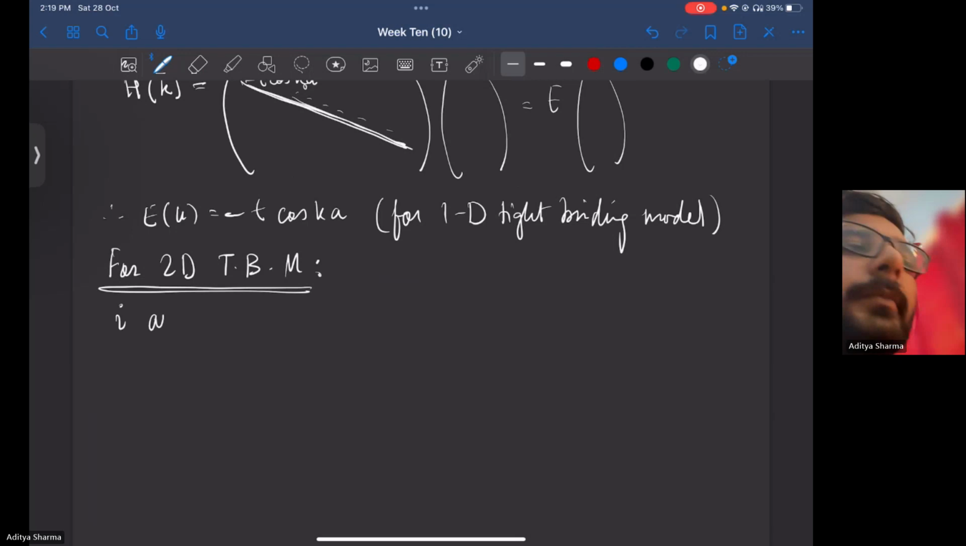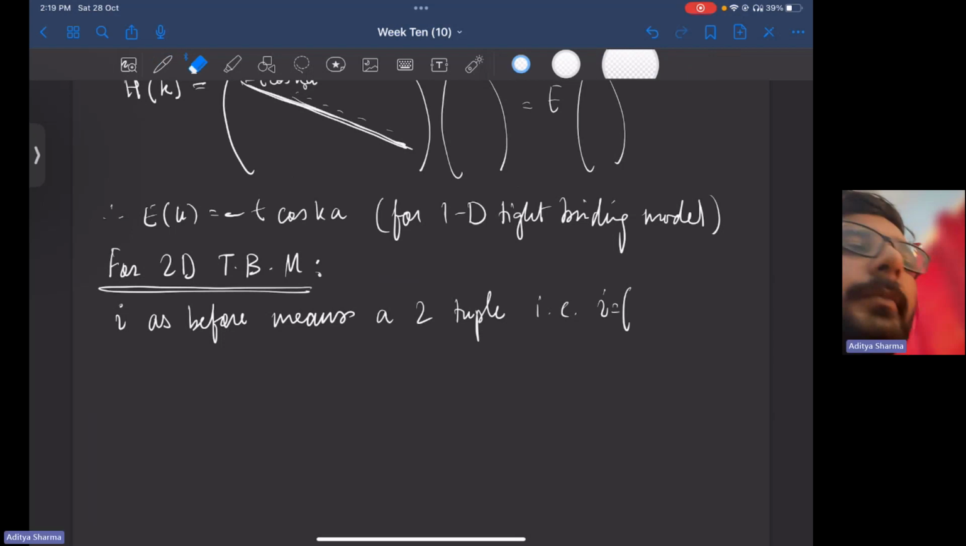I, as before, means a two-tuple. That means I depends on where your position is, right? That is, I has two numbers, which is a, b, right? Not a, b, p, q.